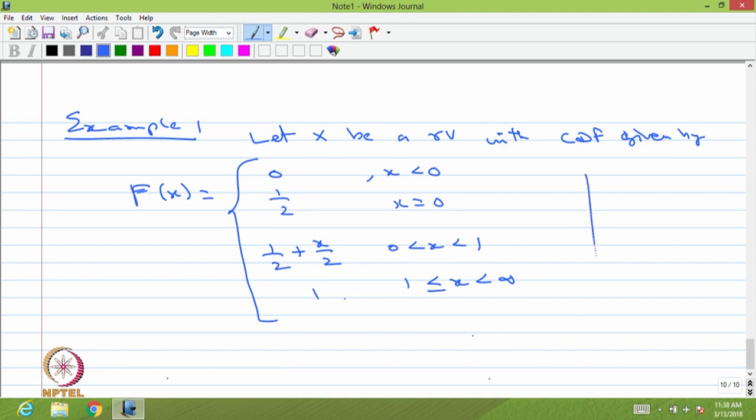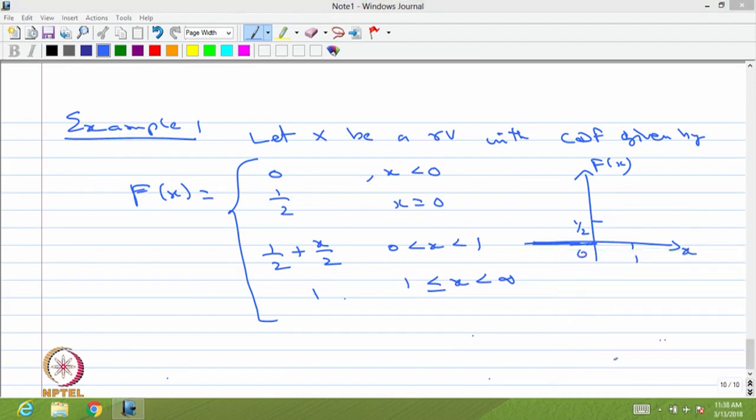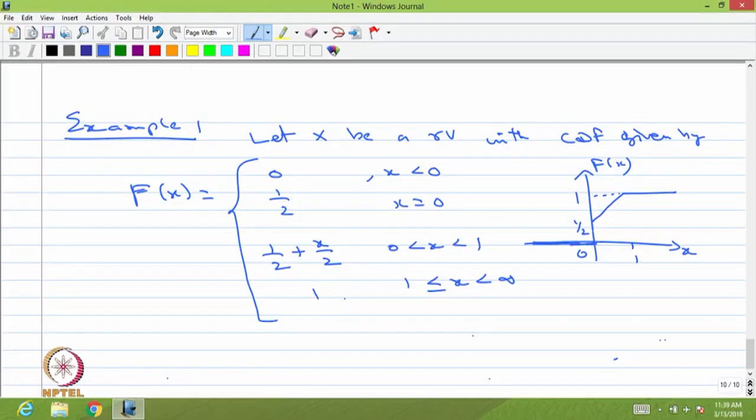So, I can draw the CDF of this random variable. Till 0, it is 0. Then at the point 0, there is a jump. And from 0 to 1, it is 1 by 2 plus x by 2, a straight line till 1. Then from 1 onwards, it becomes 1. You see that this particular CDF is 0 till 0. At 0, there is a jump. Then it is continuous between 0 and 1, then from 1 onwards it is 1.